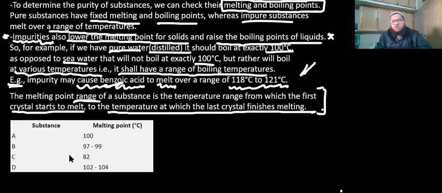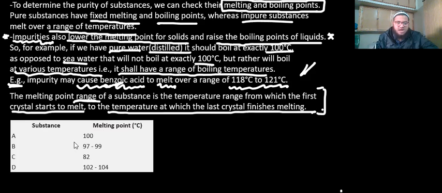And now here's a small question for you. We have 4 substances, and you have to figure out which substance is pure and which substance is impure, and you can choose more than one option. And come on guys, I would want you to pause this video over here and come up with your own answers, and I'll definitely reveal the answer in just a bit.